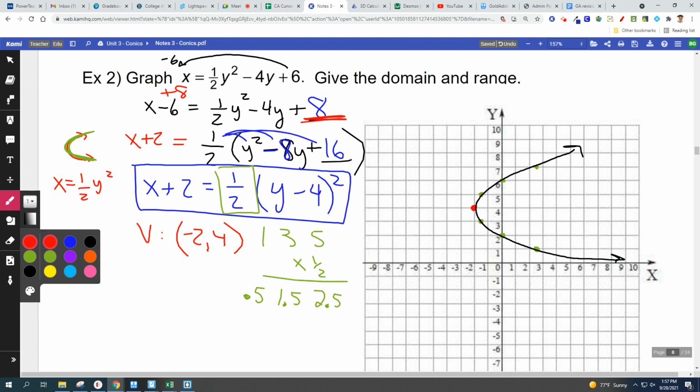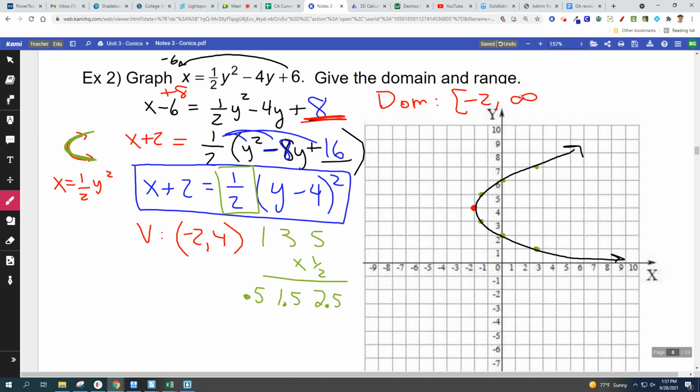We want to know the domain and the range, though. Domain. Look at your x numbers. It looks like it goes from -2 to positive infinity. Your range, all real numbers.